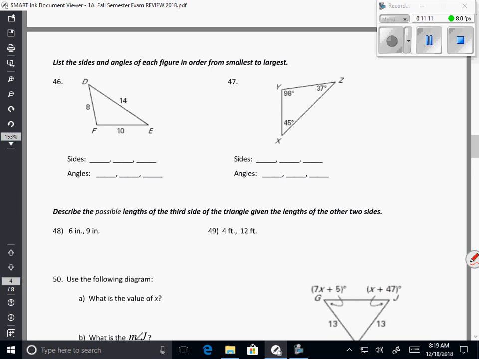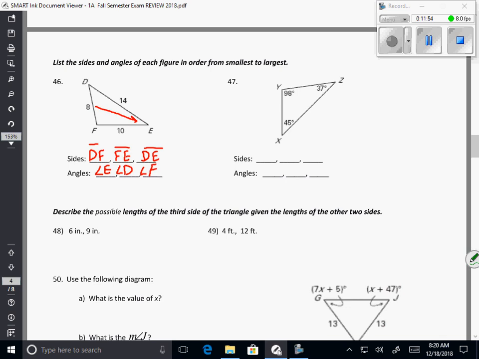We want to go from smallest to largest. Then when we write the names of the sides, DF would be the smallest, followed by FE, then DE, which means the angles opposite them would be: since E is opposite of DF, angle E would be the smallest. D is opposite of FE, so angle D would be in the middle, and angle F would have to be the largest. And it works vice versa.